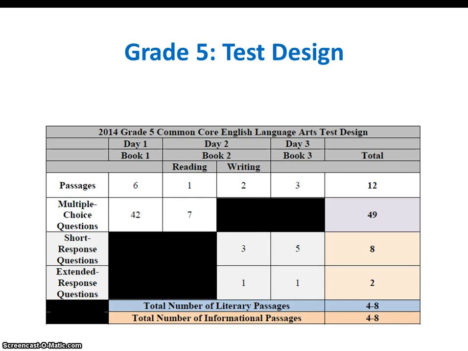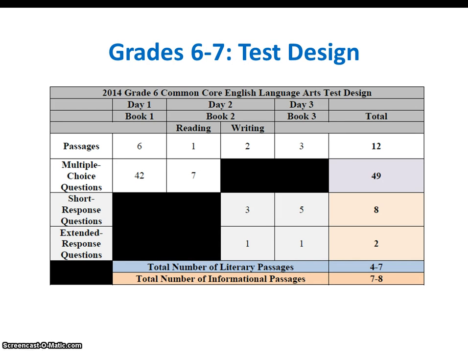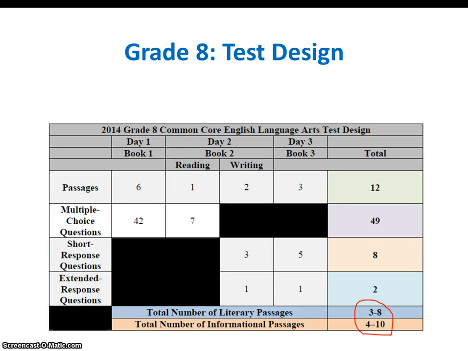Grade 5 test design, set up the same way, and note the number of passages, 4 through 8 for literary, 4 through 8 for informational. Grades 6 through 7, the number of literary passages is 4 through 7, and the total of informational passages is from 7 to 8. In grade 8, the literary passages, there's going to be anywhere between 3 and 8, and informational, 4 to 10.